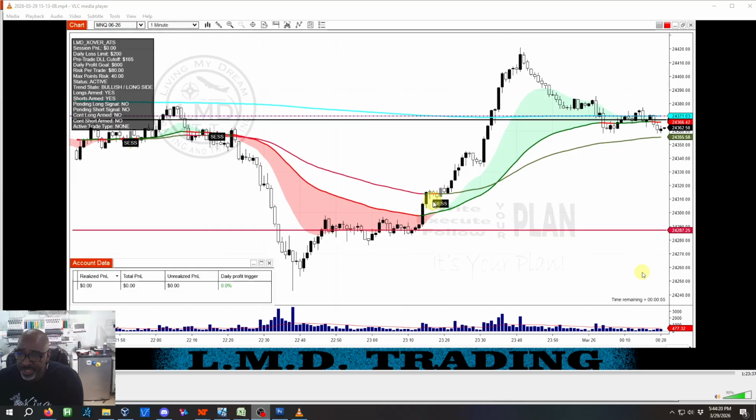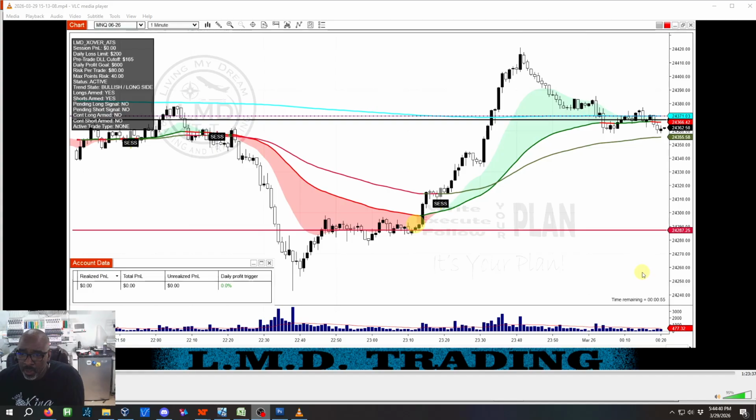Oh, and the other one is risk. Right now I got max points set to 40. If this did trigger, you count down 10 bars and put the stop. If that risk is greater than 40 points, it won't take the trade.